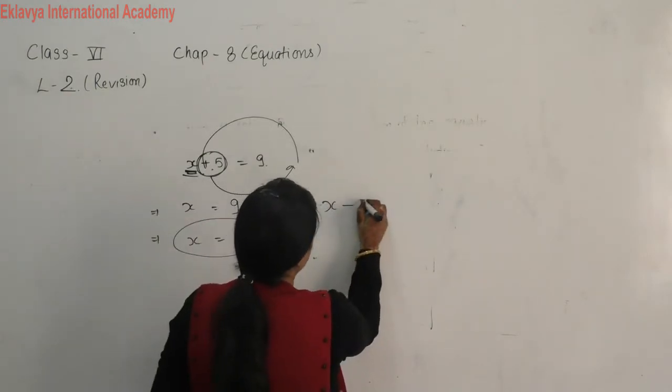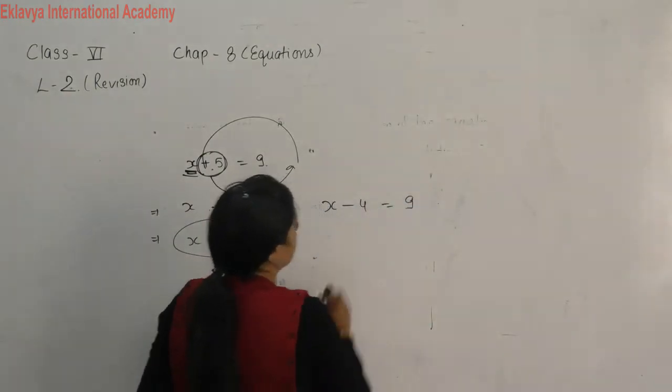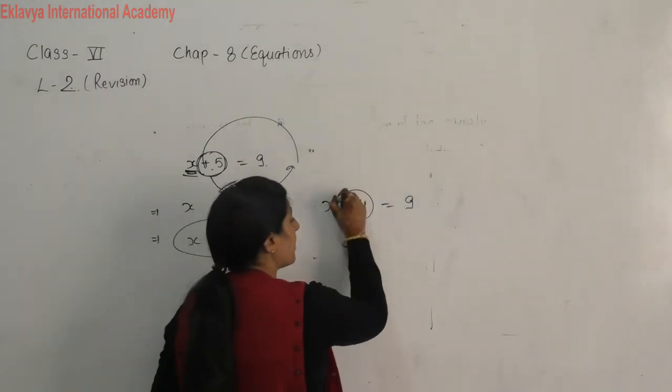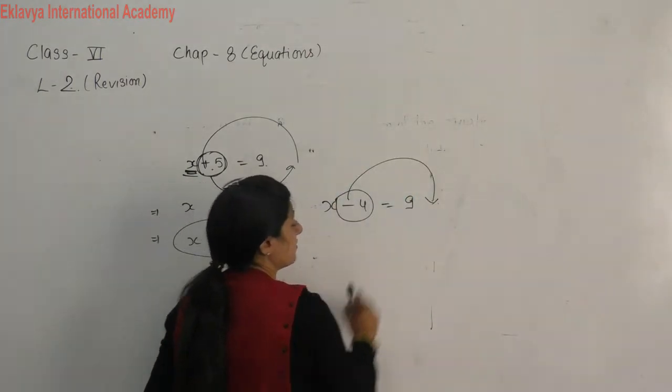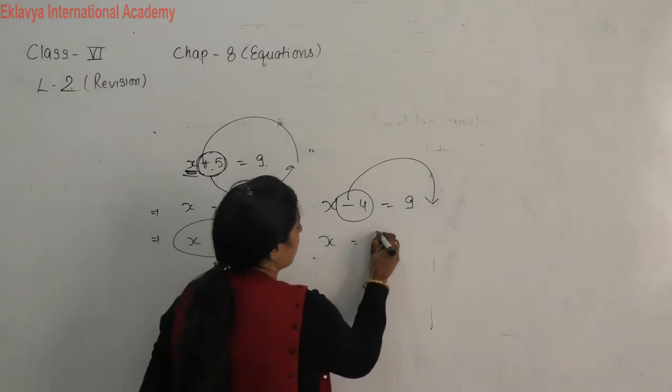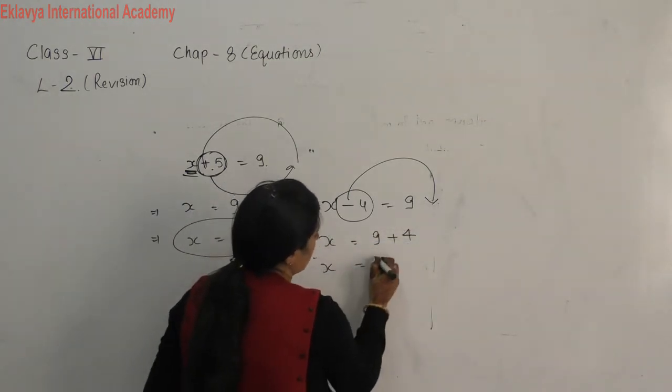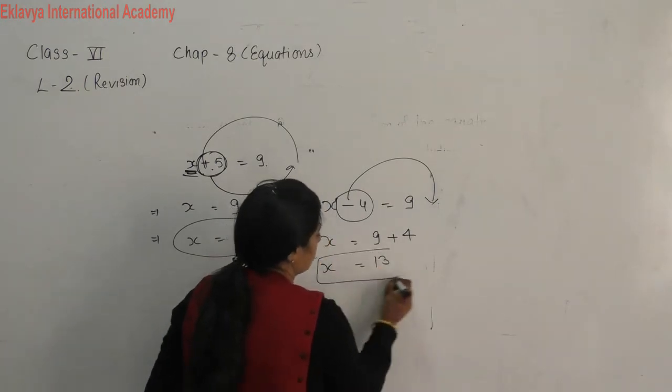Suppose here x minus 4 is equal to 9. Now here the operation is minus 4, so we transpose it and it becomes plus 4. Then x is equal to 13.